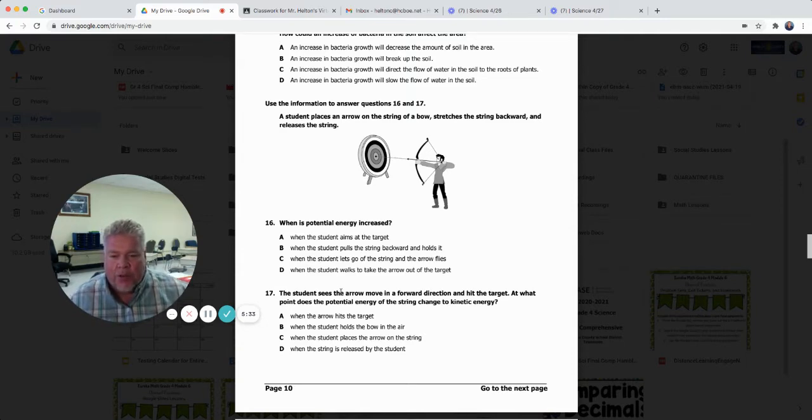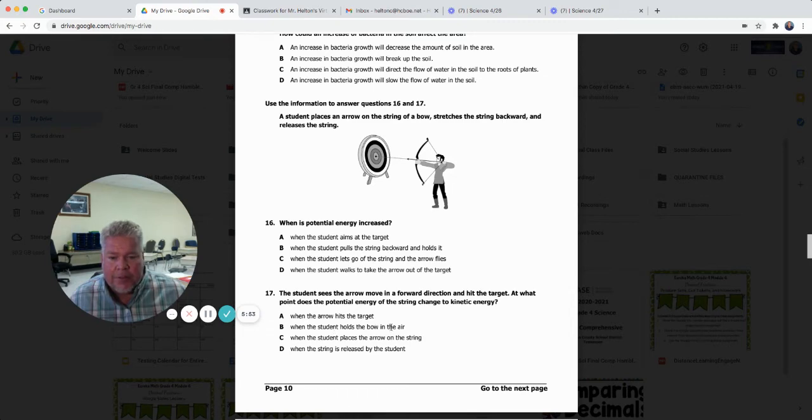17. When the student sees the arrow move in a forward direction and hit the target, at what point does the potential energy of the string change to kinetic energy? Well, kinetic energy is what? The energy of motion. So we're looking for it moving. When the arrow hits the target, it's not moving then.